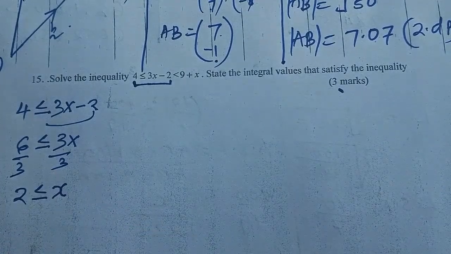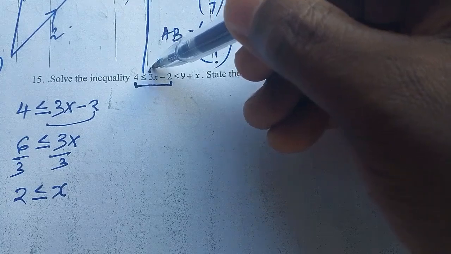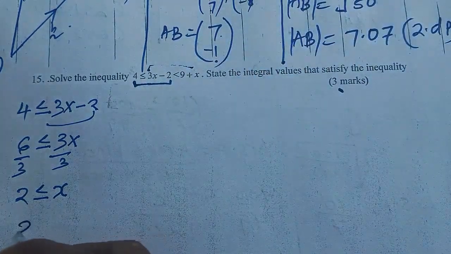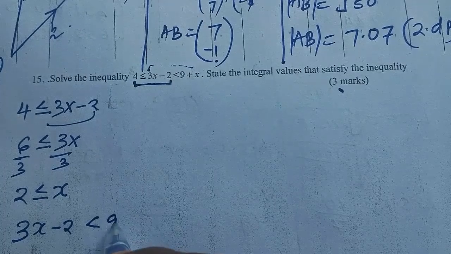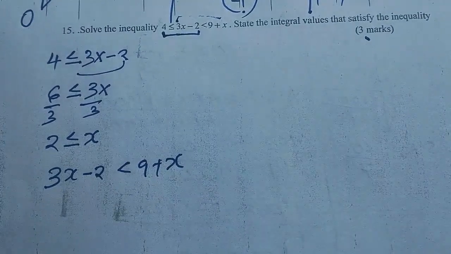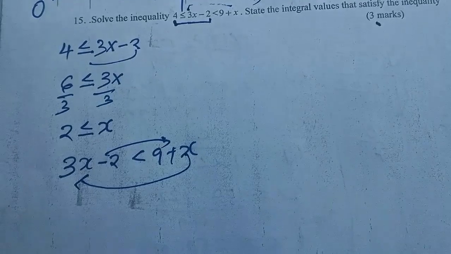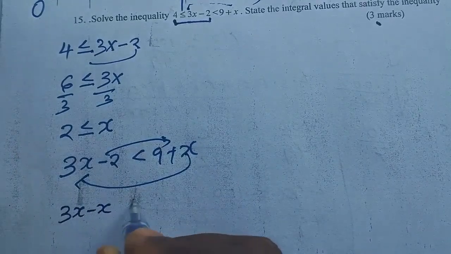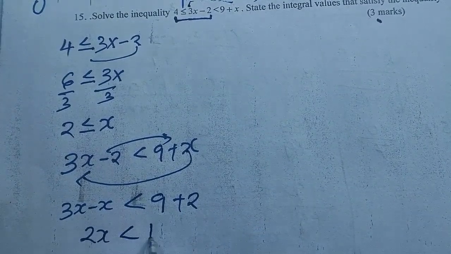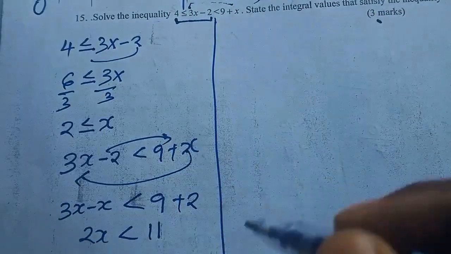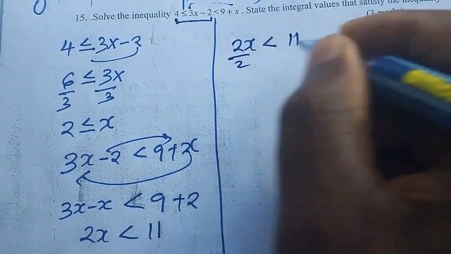And then now you take this from here and to this side. So we'll have 3x minus 2 is less than 9 plus x, right? So like terms together, bring this here and bring this here. 3x minus x is less than 9 plus 2. So 2x is less than 11. So 2x is less than 11, divided by 2, divided by 2. It means x is less than 5.5.